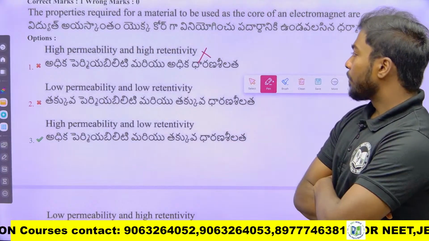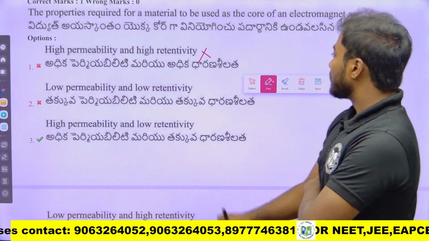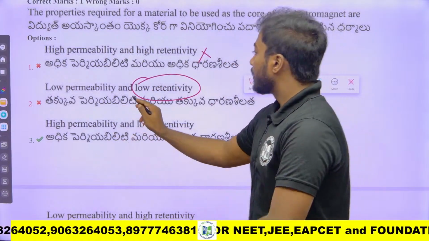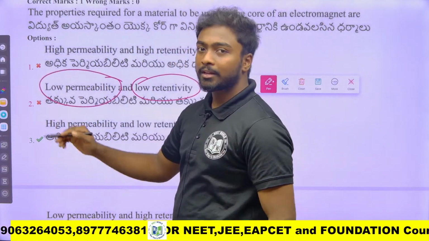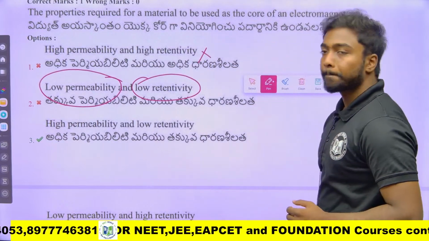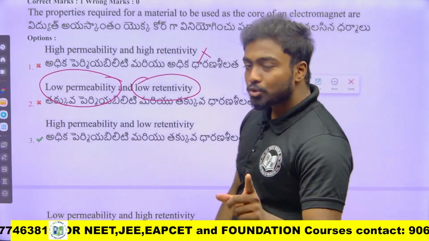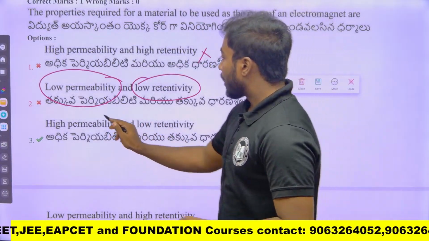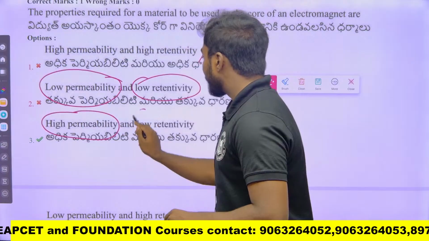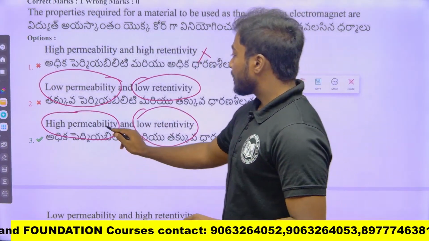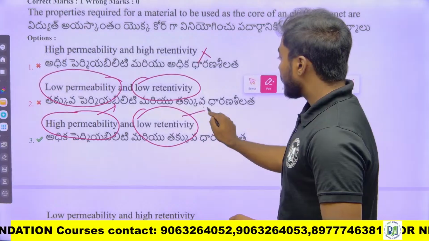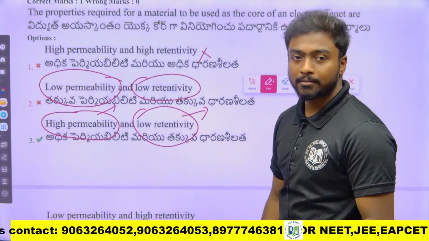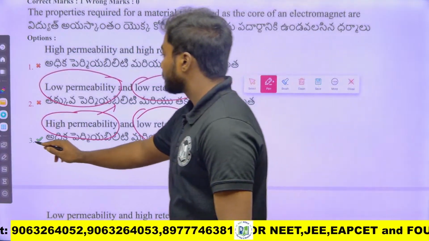Next one, low permeability and low retentivity. Retentivity should be low, but low permeability should not be there, as it won't allow the magnetic field lines. So first, high permeability should be there and then low retentivity should be there. So with high permeability and low retentivity, it allows the magnetic field lines, and even if the current gets switched off, the magnetic field doesn't persist. So this is the correct option.